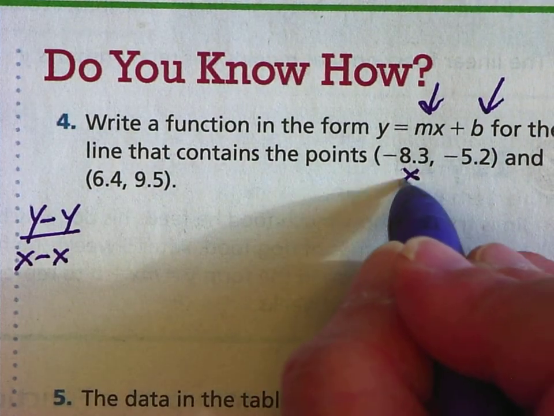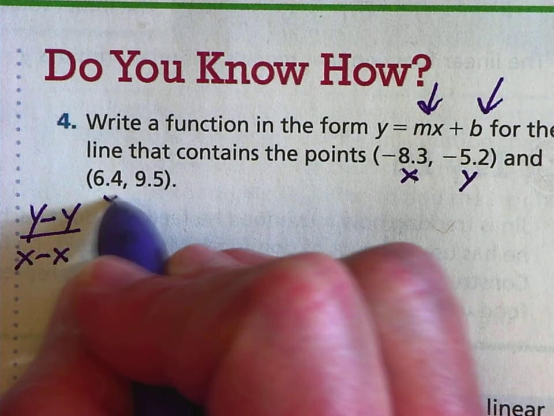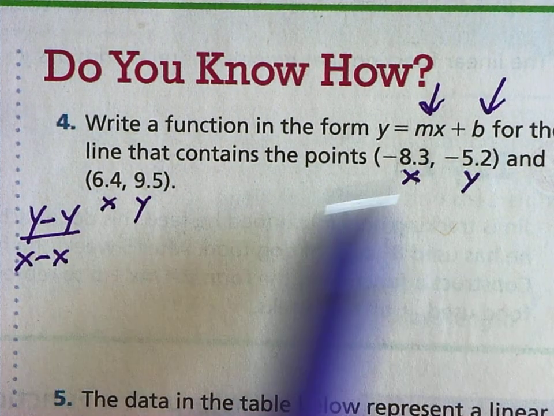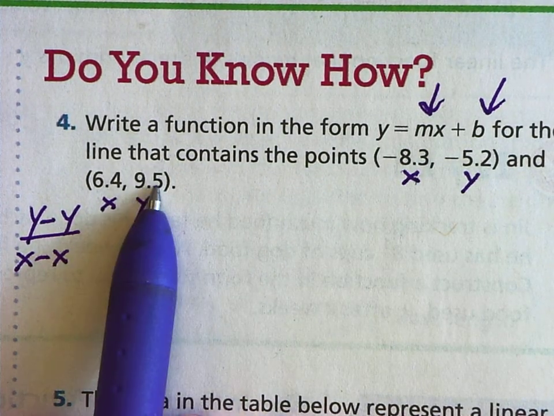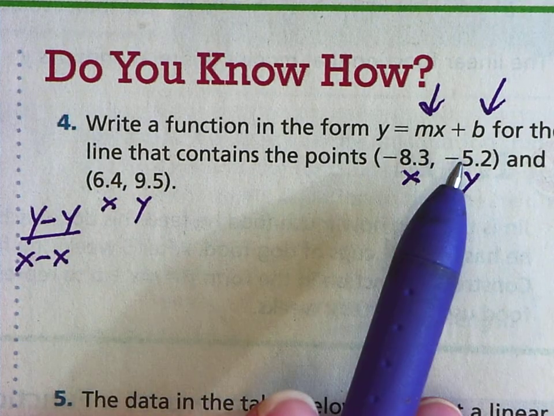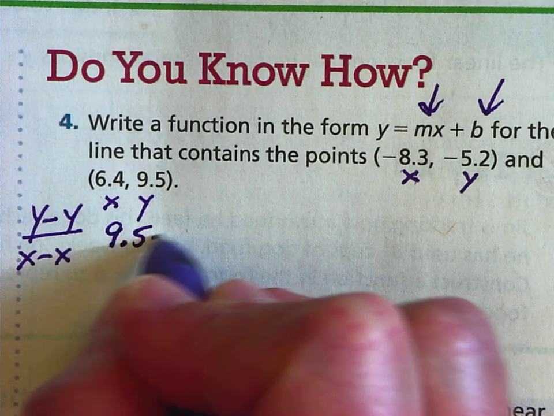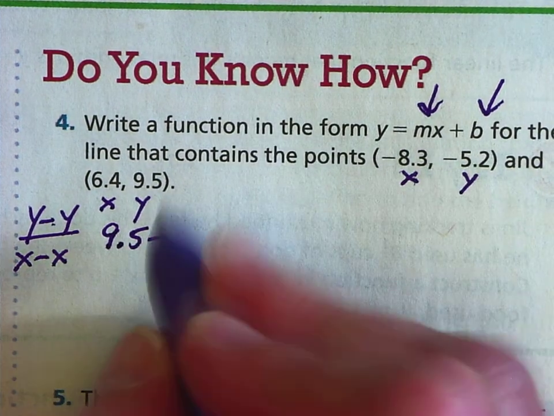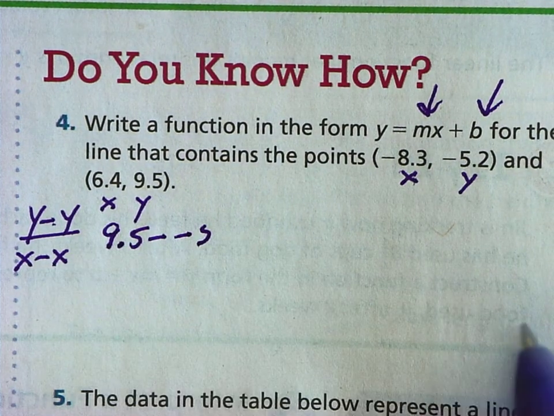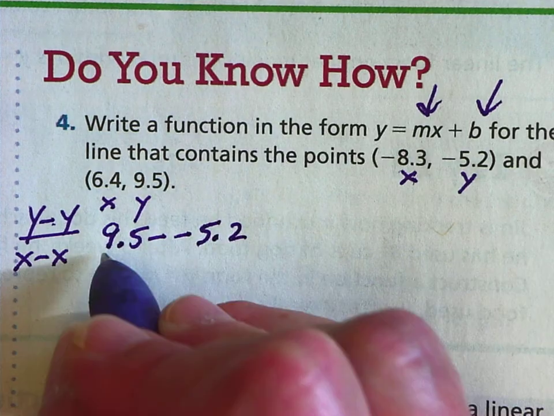So remember, every ordered pair is written xy, xy. So your two y numbers are these two numbers. So I'm going to do 9.5 take away that negative number. So y minus y, 9.5 take away, and then the second y number happens to be a negative 5.2, so I end up with a double negative.